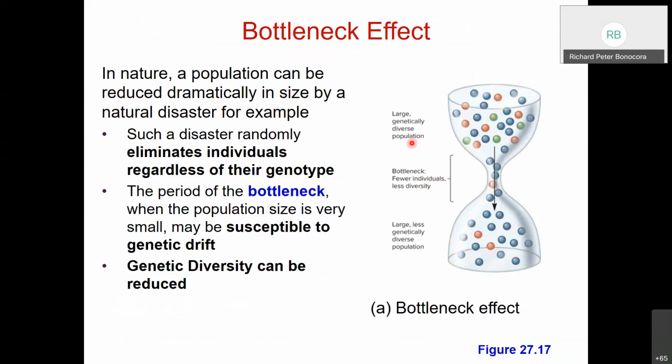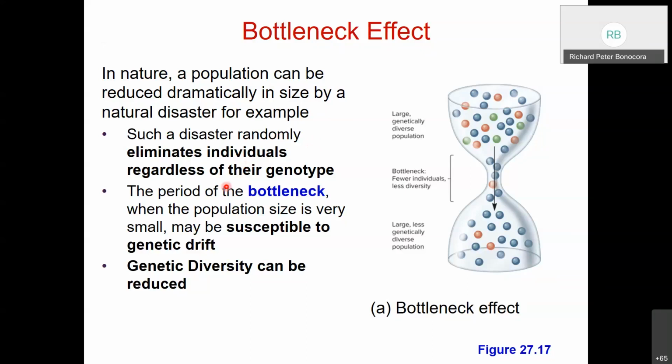And so one of the events that can cause this is the bottleneck effect. A population size can be reduced dramatically by a natural disaster. And a disaster will randomly eliminate individuals regardless of their genotype. So it doesn't matter what the genotype is, everyone has an equal chance of surviving or not surviving.